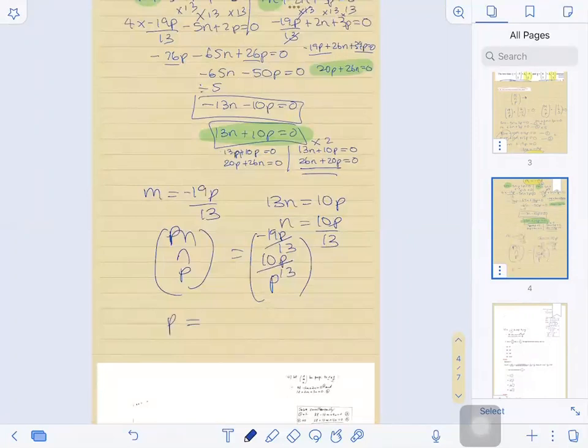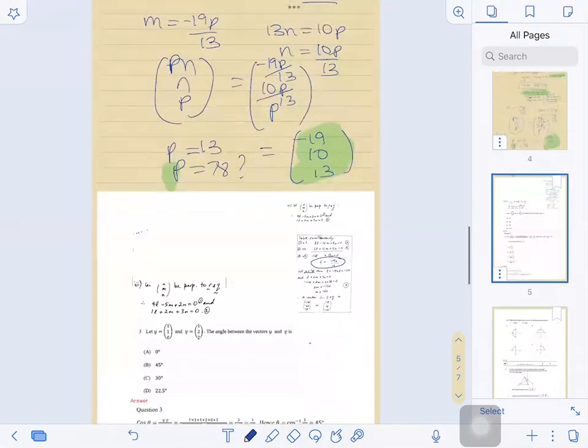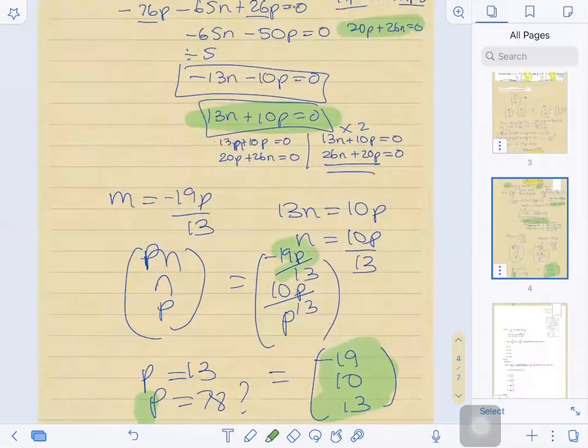So you can let p be anything. Let's let p be 13. That would be minus 19 times 13 over 13, and 10 times 13 on 13. The 13s will go out, so you get minus 19, 10, and then 13. That would be a vector that is perpendicular. There would actually be multiple vectors. If you got another p, like they said p is 78 in their solutions, that would just give you a different point, but all of them end up in this same form.